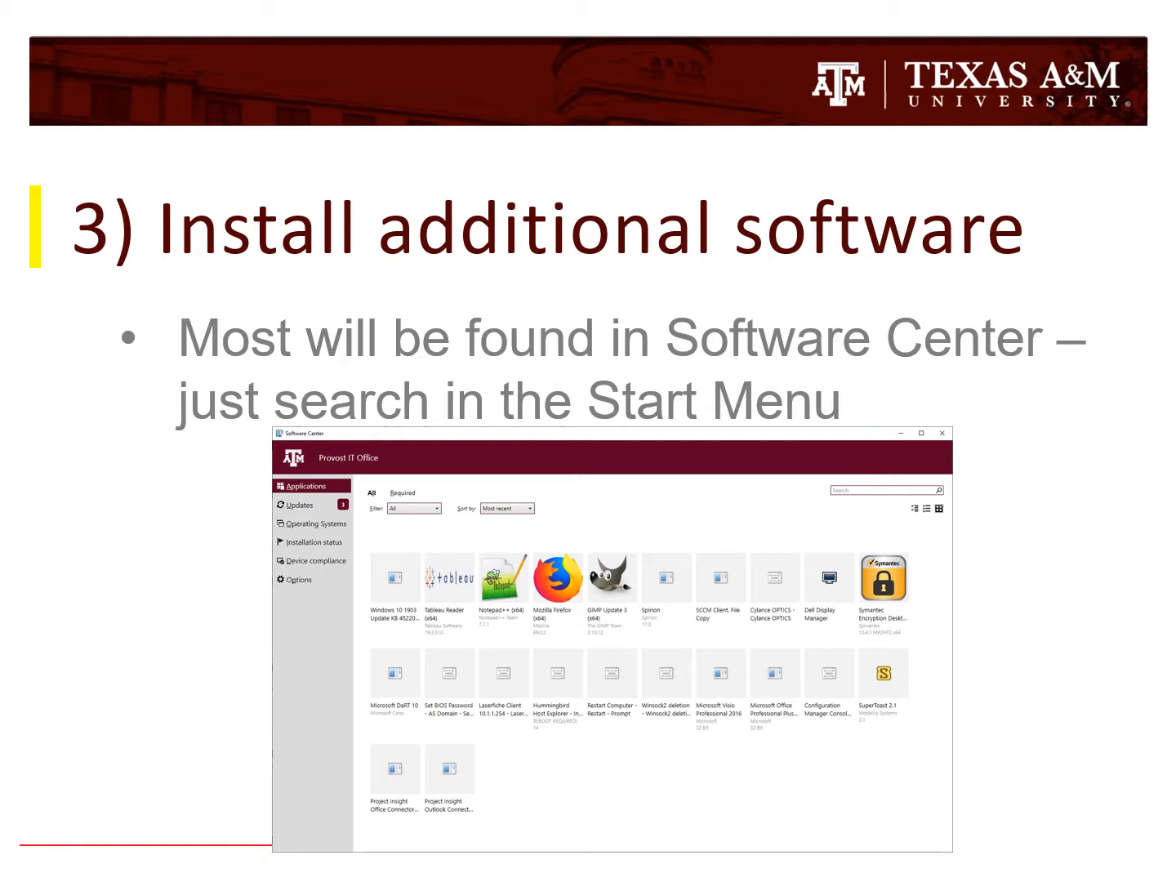There is a step on the checklist that says to install any additional needed software. Most software can be installed from Software Center. You can get there by simply searching Software Center in the Start menu.